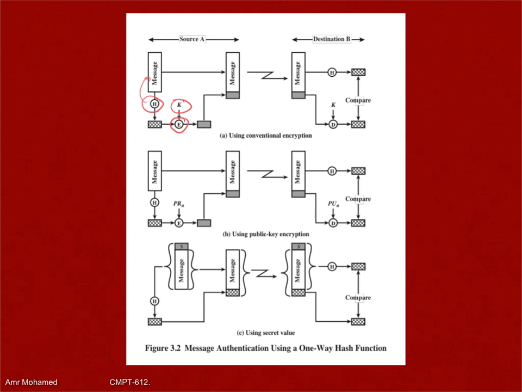We append that with the message, okay? And then we send it. And on the other side, we do the operation as we said. We take the original message, we hash it, okay? And then we take this tag, we decrypt it, and then we compare. So that's natural, it's straightforward, right? So is there another way?